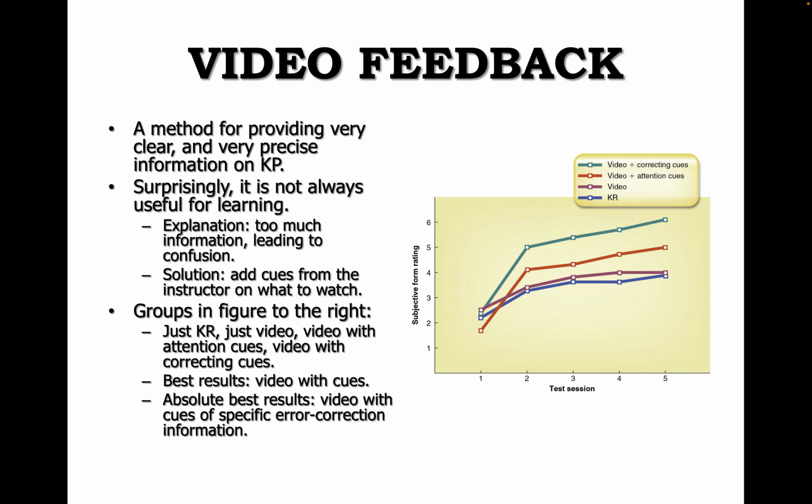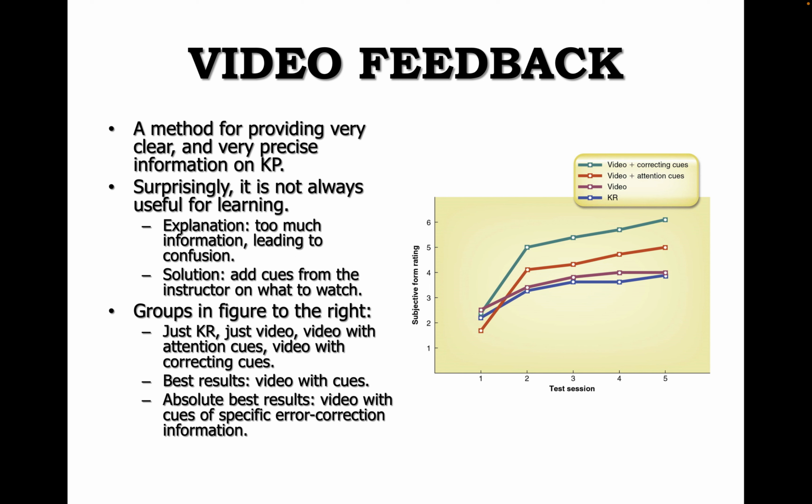Another type of augmented feedback is video feedback. And video feedback is very valuable because we can give very clear and very precise information specifically about the knowledge of performance. Now, video feedback by itself might not always be useful for learning. That's because if you're watching a video, there are tons of different things to focus on in that video. So there might be too much information given at once, leading to some sort of confusion.